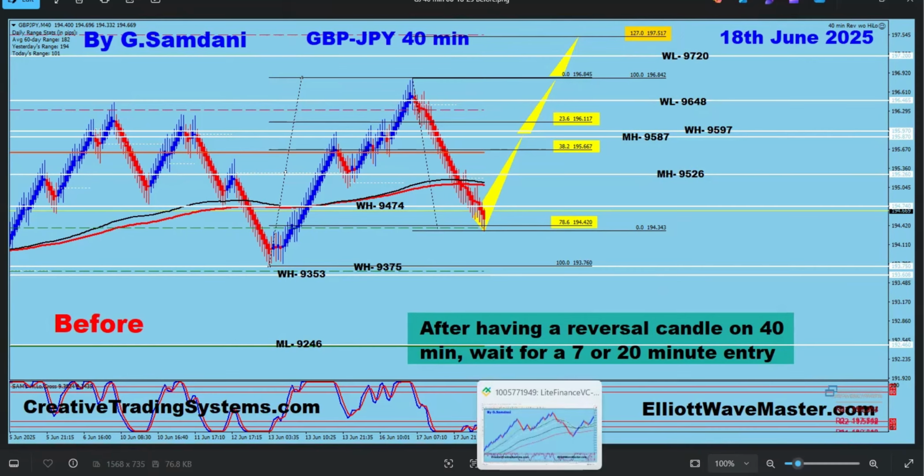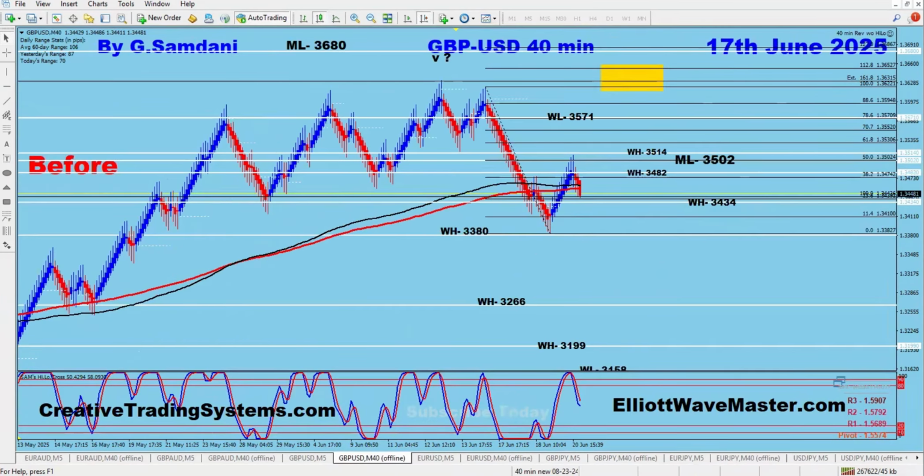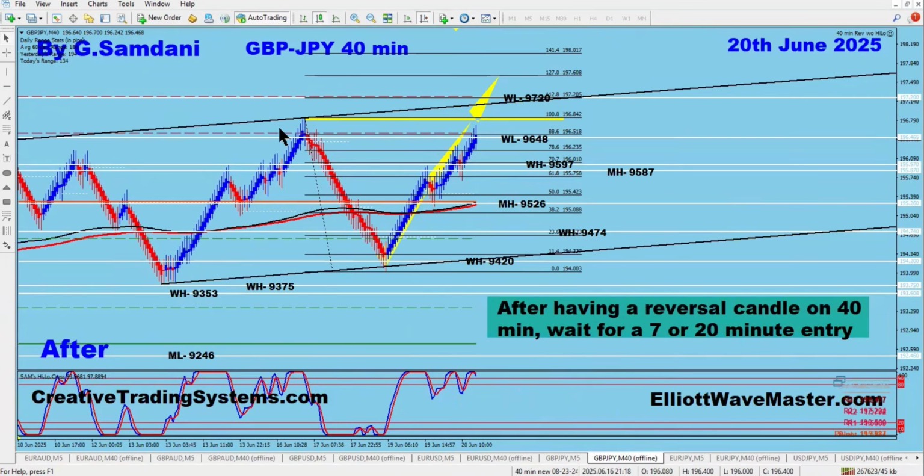Let me see if I can get the 40-minute chart of the euro. See, we are here. We are making a double top. So this one is done. Here I had a 20-minute entry again. The 7-minute from the bottom, the 20-minute from here went up. And now I'll leave it alone.